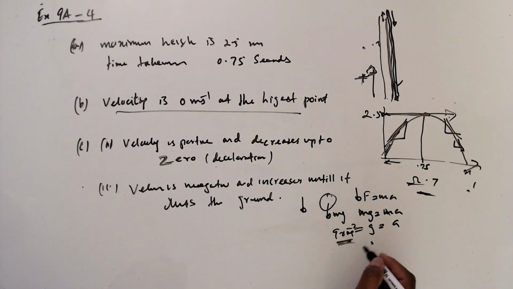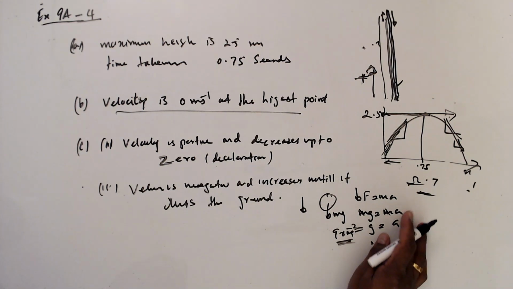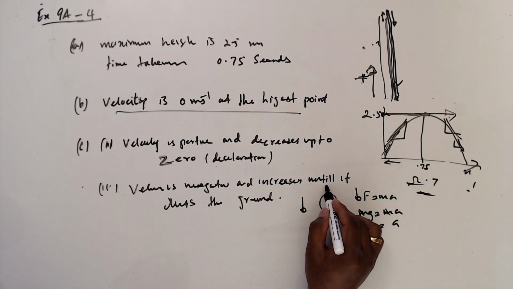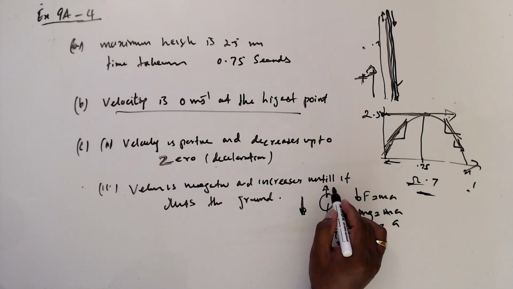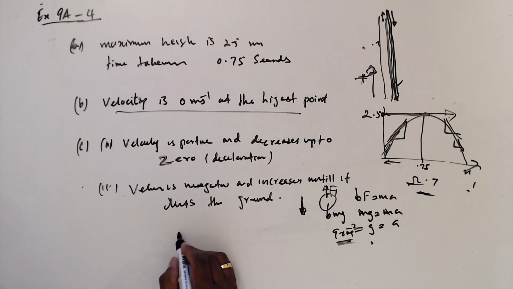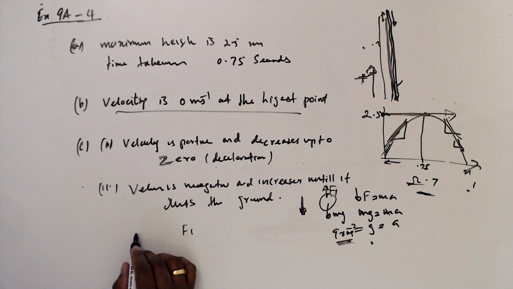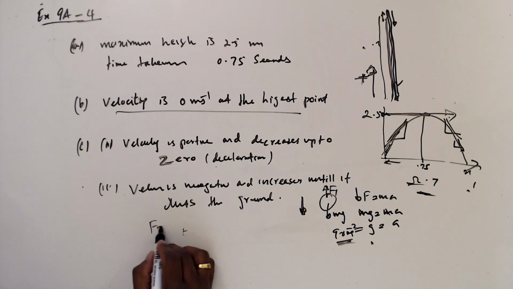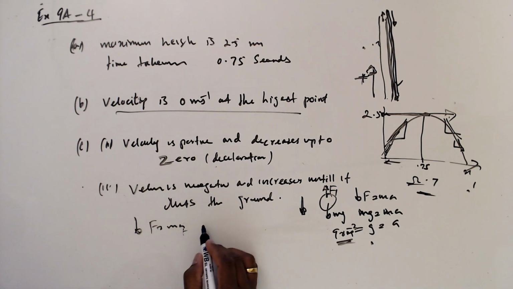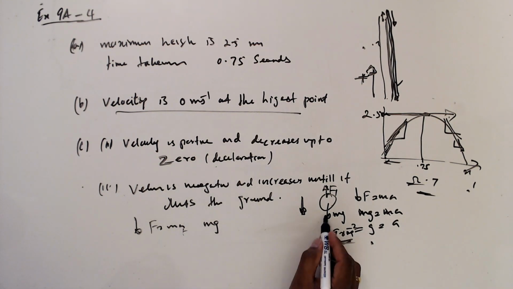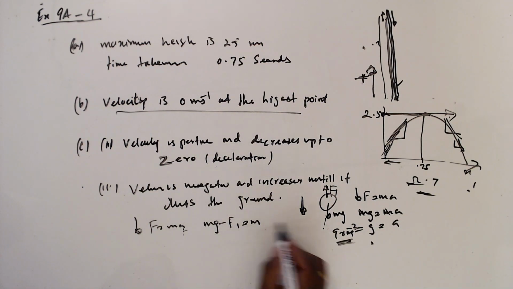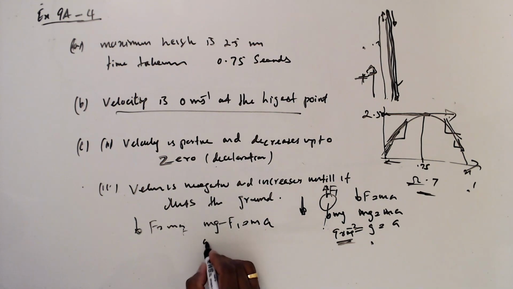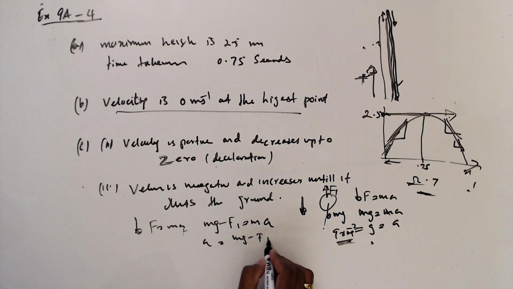If there is a resistance force, what will happen? The ball is coming downward, and the resistance acts upward, let's say F1. Then F equals ma downwards: mg is positive direction, F1 is negative the other way around, and m times the downward acceleration, so a equals mg minus F1 divided by m.